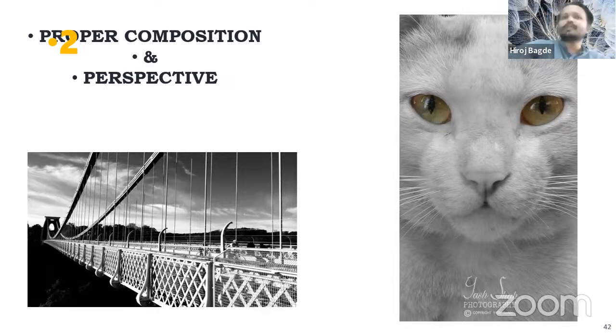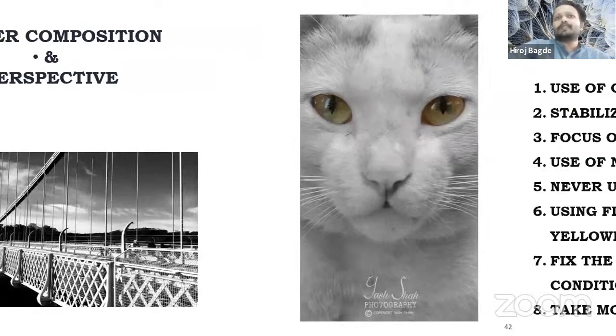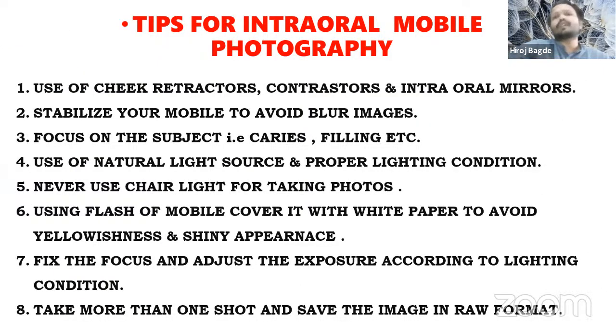Once you compose your image and your perspective is finalized, then the clicks come out so special for you that there might be a story behind them. Every click has a story, but it has to have a perspective. So perspective for me is one of the most important things, and the composition. Then tips for intraoral mobile photography. Cheek retractors, contrastor, intraoral mirrors, as I have explained for the DSLR, are going to be the same. Stabilize your mobile. Mobile stabilization by hand or by use of tripods, especially for mobiles, will definitely help you out.